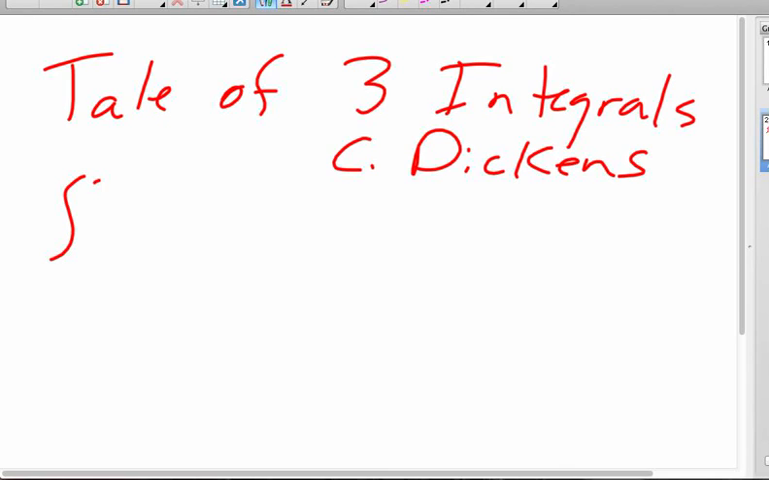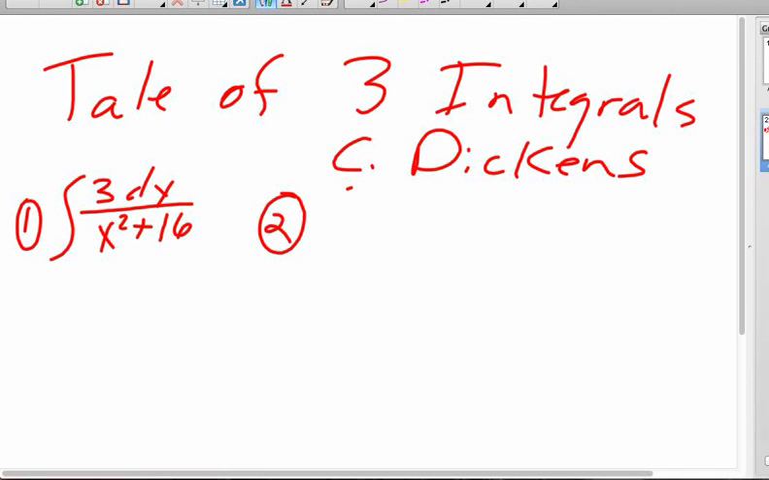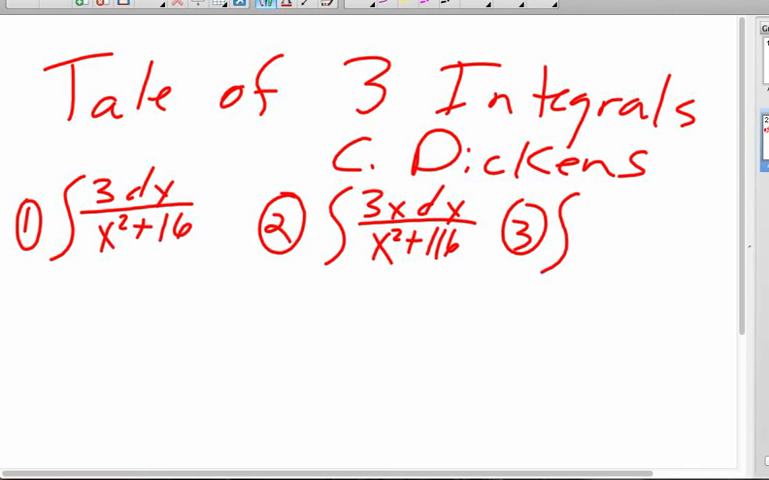I've got the integral of 3 dx over x squared plus 16. So here's integral 1, integral 2, the integral of 3x dx over x squared plus 16. And integral 3 is the integral of 3x squared dx over x squared plus 16.